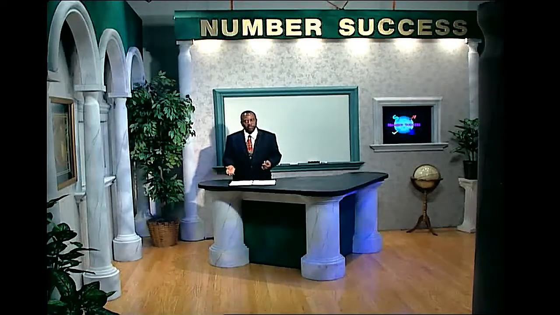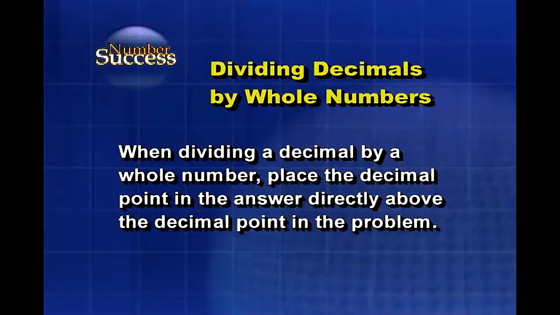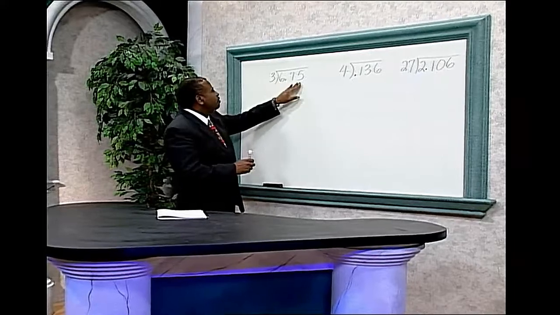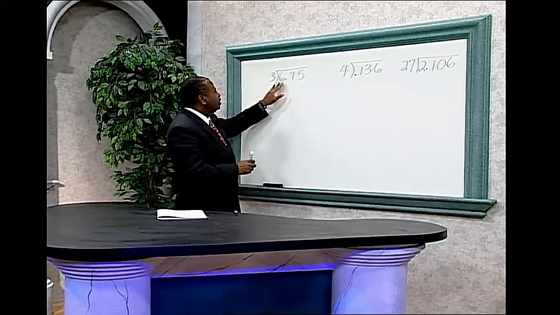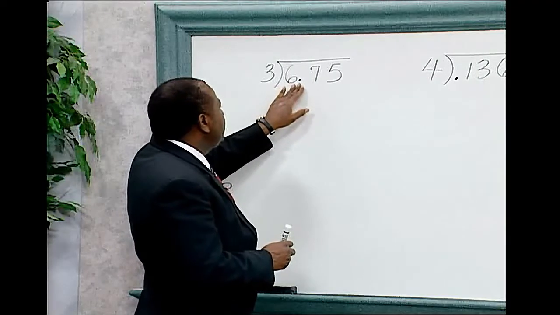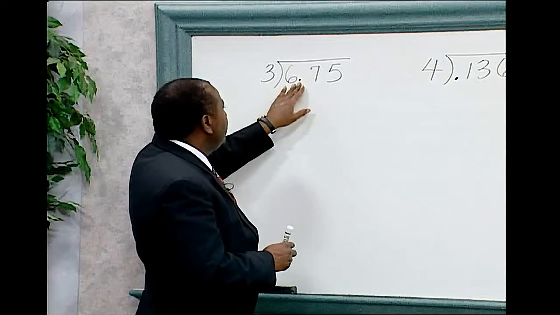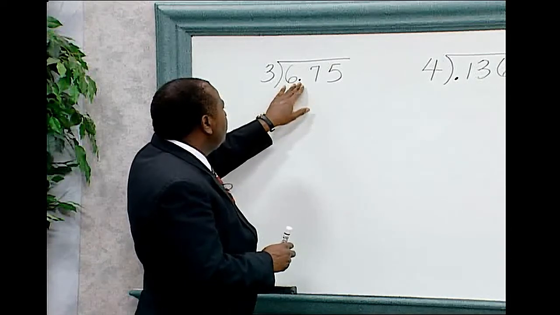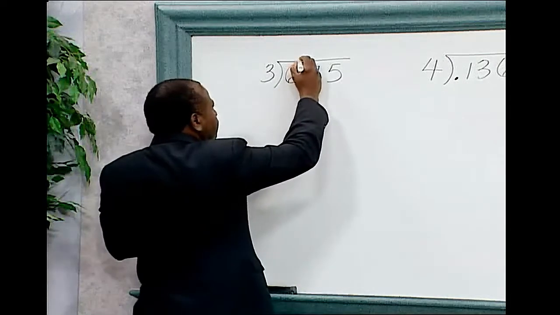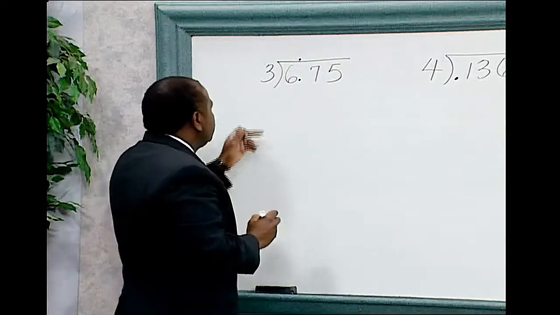Dividing decimals by whole numbers. When dividing a decimal by a whole number, place the decimal point in the answer directly above the decimal point in the problem. Example 1, 6.75 divided by 3. The first thing we need to do is place the decimal point in the answer exactly above the decimal point in the problem, like so.